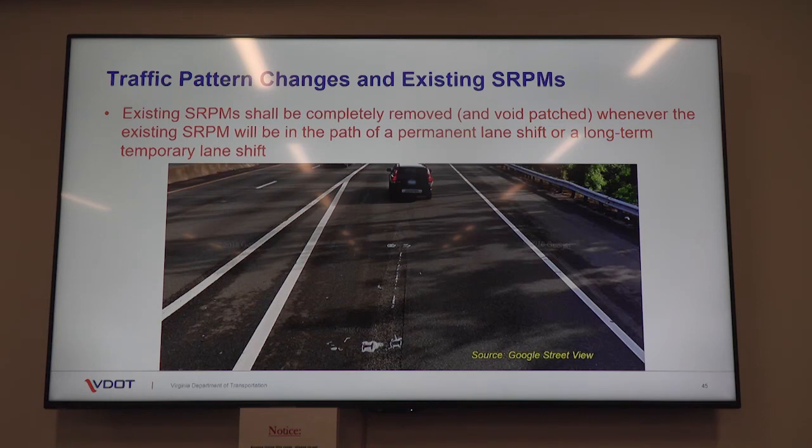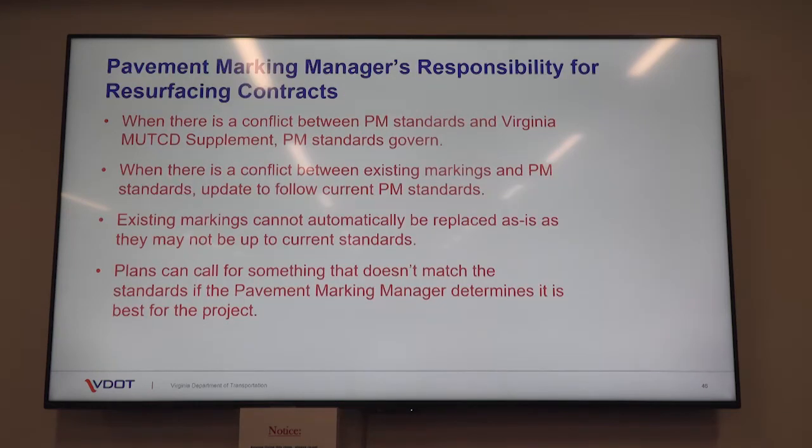Moreover, in a situation like the photo you see here, which was taken when there was a permanent change in a lane configuration, we want to make sure that we do extract those SRPMs, when there's either a permanent lane shift or even a long-term temporary, because we don't want our wheel paths going over those SRPMs. So those must be removed.